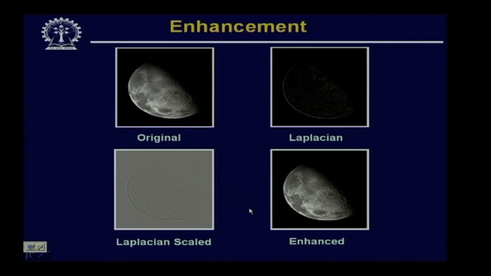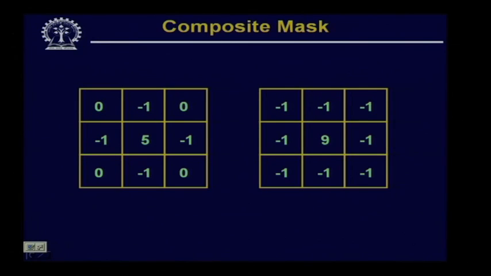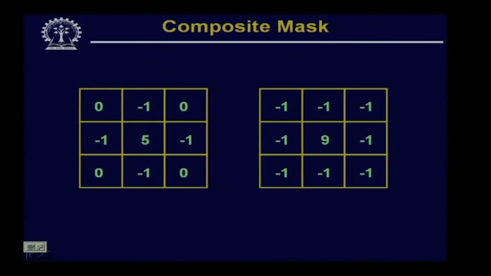For performing this operation, we can have a composite mask, which is given like this. Here the center coefficient of the mask is equal to 5, whereas you recollect that in the Laplacian mask, the center coefficient was equal to 4. If I change from 4 to 5, that means the original image f(x,y) is going to be added with the detailed image to give us the enhanced image. That is what is done by using this composite mask.